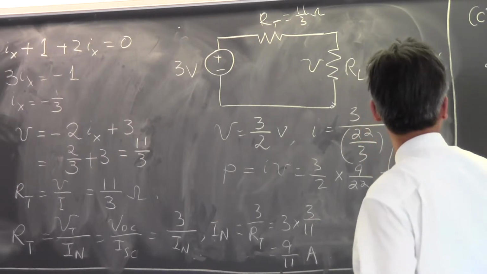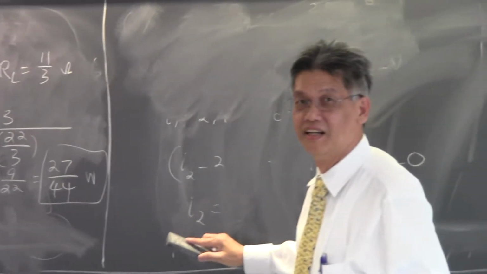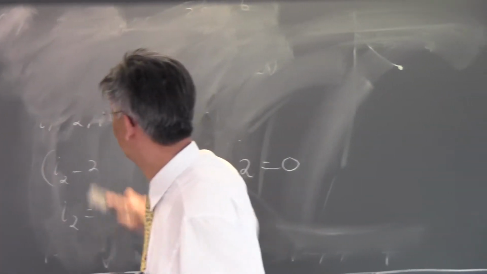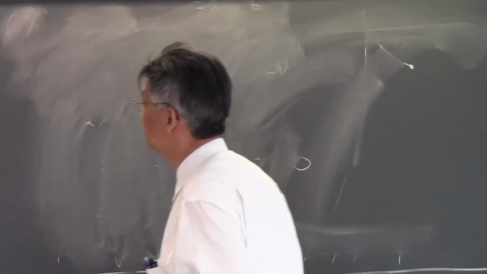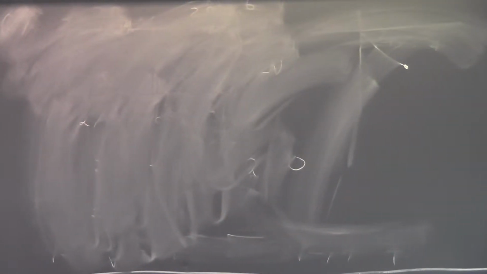And then part B, yes. Why is it V equals minus 2Ix plus 3? Which line are you referring to? This line? Yeah. V is equal to minus 2Ix plus 3. That goes from here, right? Oh, that goes from this figure.